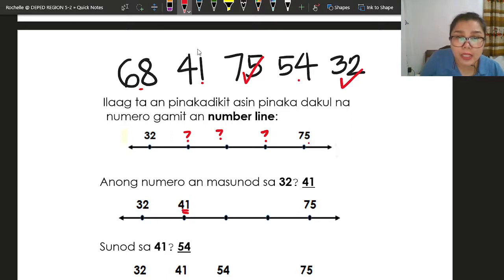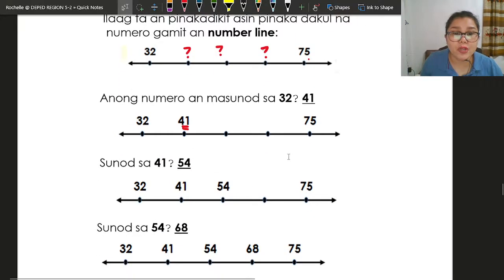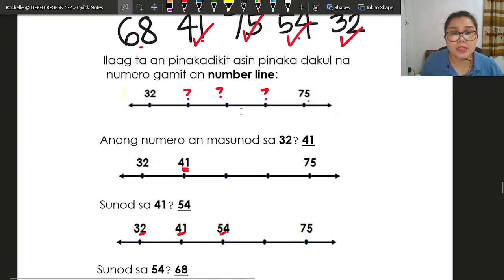What's next? So, lagyan natin palatandaan. We already have 41 in the order. So, what is left is 68 and 54. Okay, I'm going to continue counting. Ano ba ang sunod kong mababanggit? 41, 42, 43, 44, 45, 46, 47, 48, 49, 50, 51, 52, 53, 54. So, what is next is 54. So, ayan na. Meron na tayong 32, 41, 54. Okay. And what is left is 68.